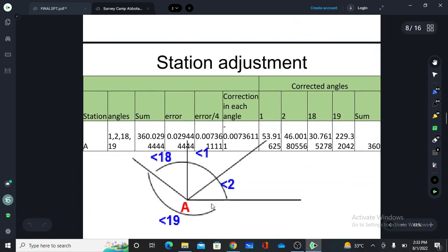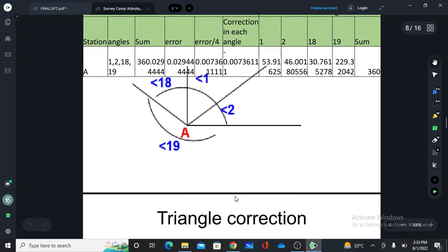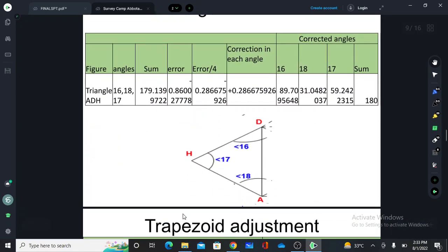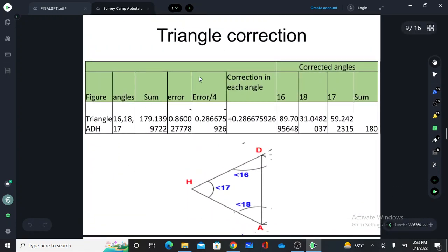So after you have done the station adjustment, we will note the angles that we have improved, and then we will apply corrections on the improved angles. So let's talk about the triangle correction.